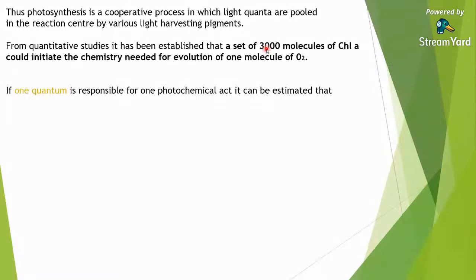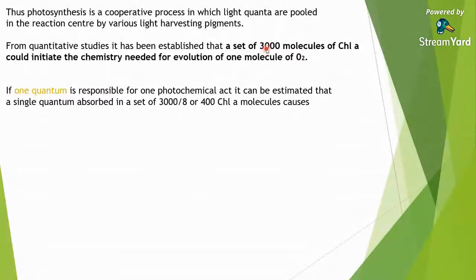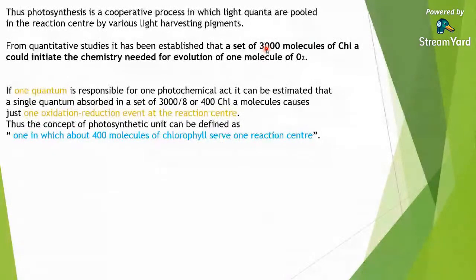If one quantum is responsible for one photochemical act, it can be estimated that a single quantum absorbed in a set of 3000 by 8, or we can say 400 chlorophyll a molecules, causes just one oxidation-reduction event in the reaction center. Thus, the concept of the photosynthetic unit can be defined as one in which about 400 molecules of chlorophyll serve as one reaction center, as you have seen in the video of 7 minutes.